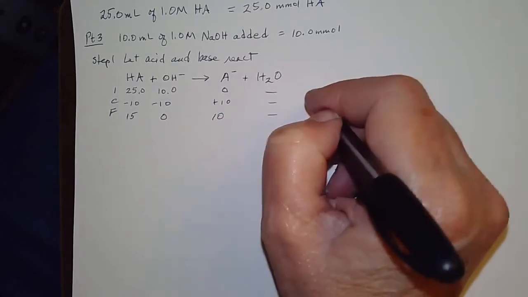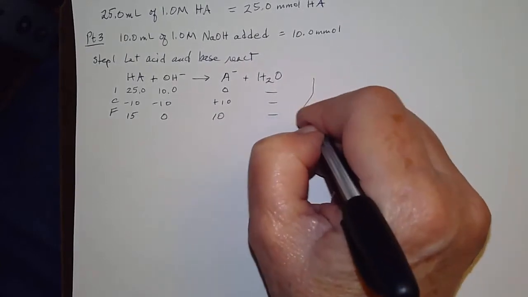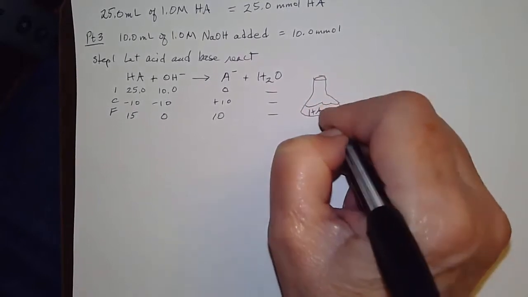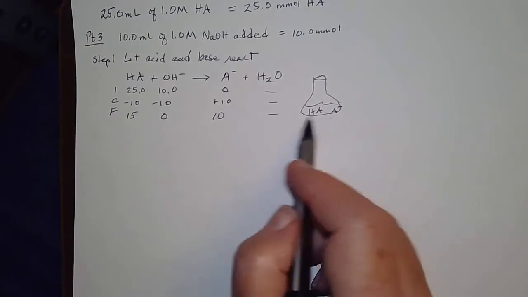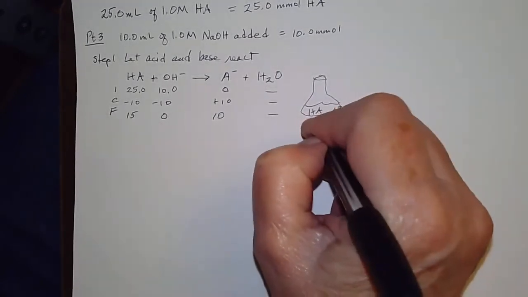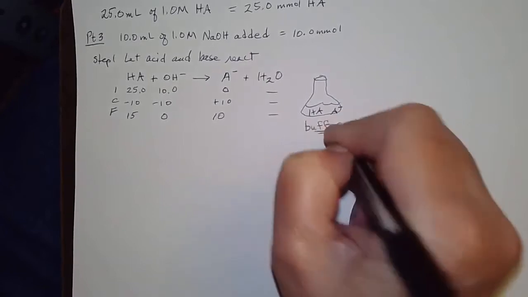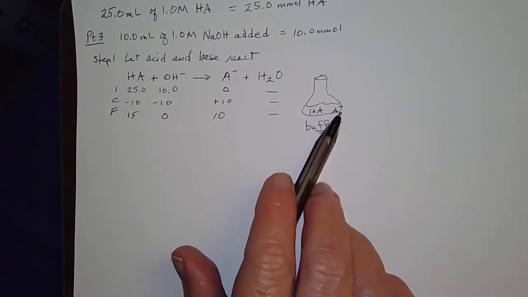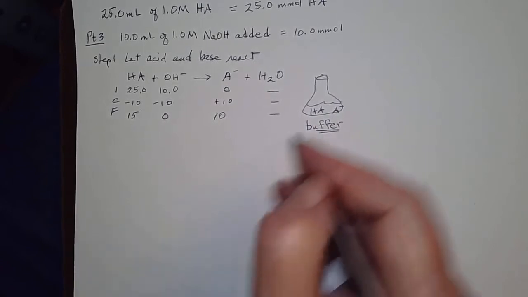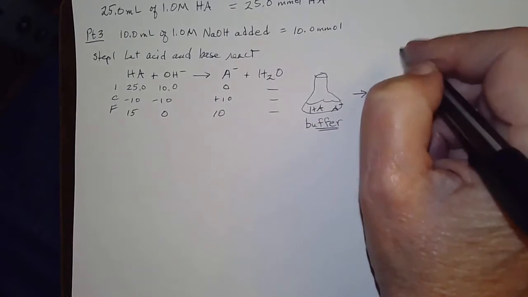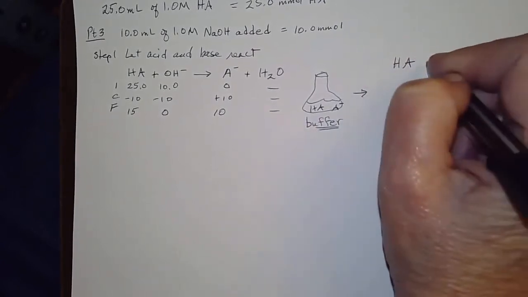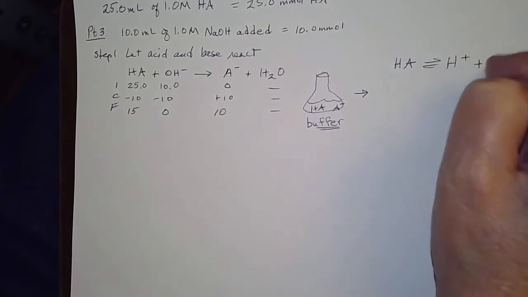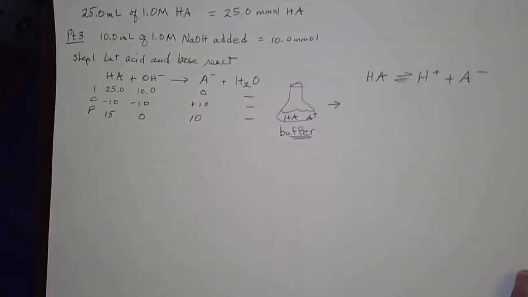Now classify the beaker. What do I have in my Erlenmeyer? I have HA and A minus. Because those are a conjugate acid-base pair, that is a buffer. So I'll put that so I remember, don't forget, it's a common ion. This won't be 0 in my next equilibrium table. Then I go to equilibrium, and because it's a weak acid, I do the weak acid equilibrium.